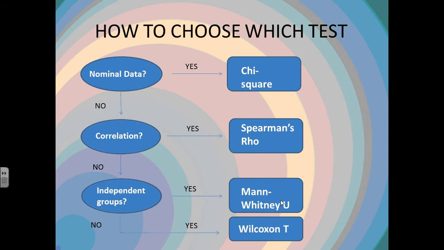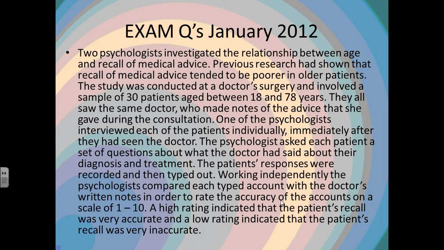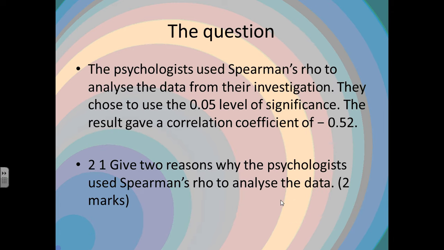For Spearman's rho, it has to be a correlation. So they needed to use a correlation, and we can say there is a correlation because they used a correlation coefficient. That's our first thing. So we would say they used Spearman's rho because the data was correlational. It shows a relationship but no cause and effect, and that's given by a correlation coefficient. That's one reason.